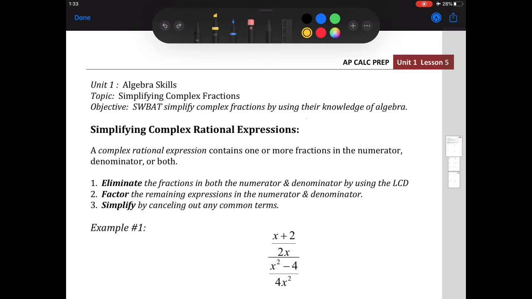Hi all, welcome to lesson 5. Our topic today is simplifying complex fractions. So you know what a fraction is, that it has a numerator and a denominator. When I add the word complex to it, it means that it's a fraction divided by a fraction.